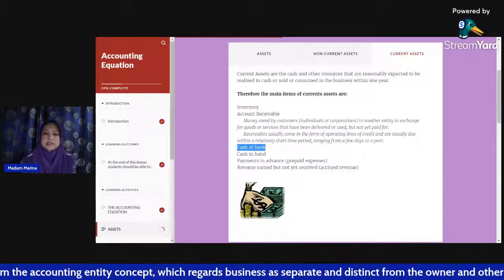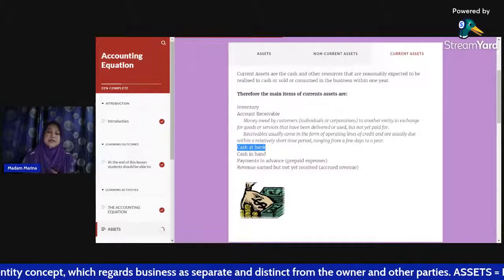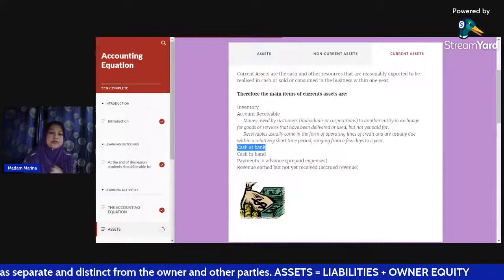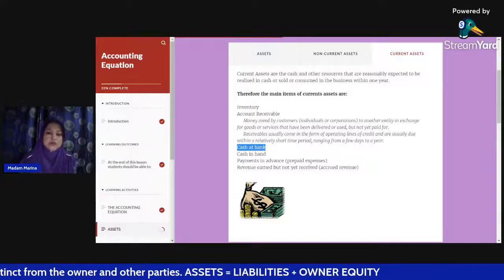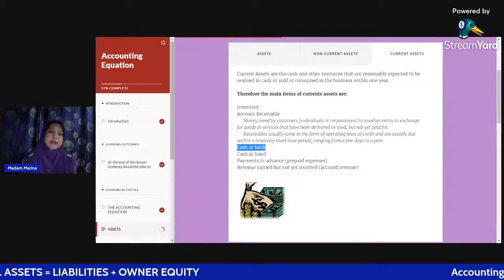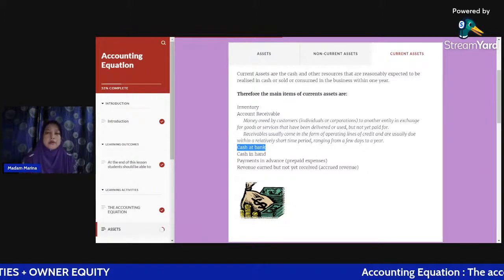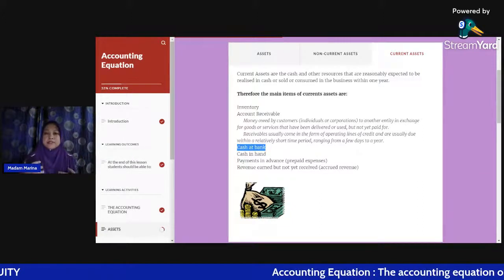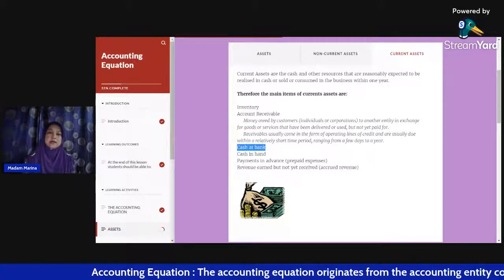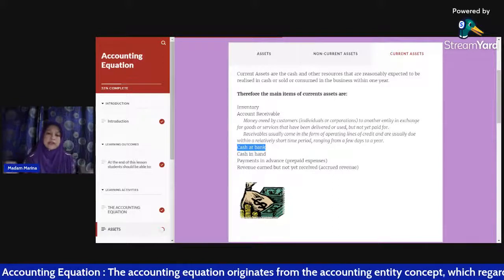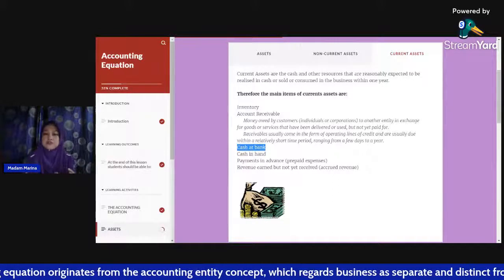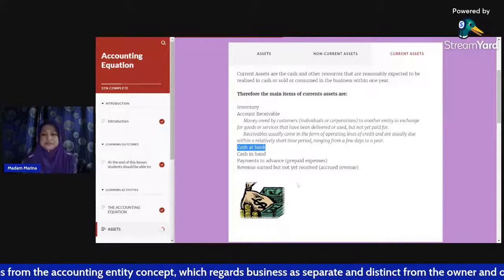Payment in advance, whatever payments that we made in advance, and also revenue earned but not yet received, accrued revenue. We supposedly received that revenue, but we didn't receive yet. For example, accrued rent revenue. We have premises, we rent to others, but we didn't receive yet the rental revenue for this month, for example. So this is we call accrued revenue, also falls under current asset.